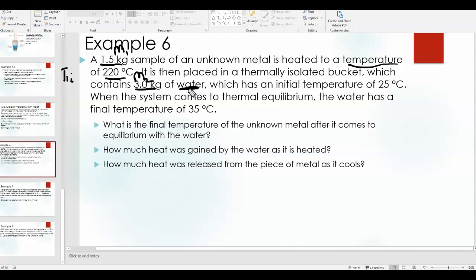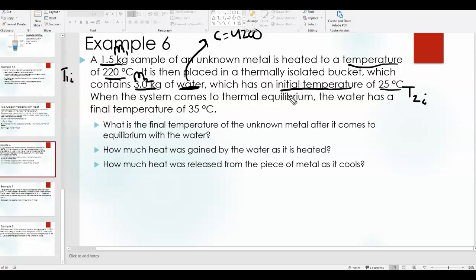Because it's water and I know it's water, I would look at my table of specific heat values and I would see that the C value for water is 4200. I realize that I don't have that table on this slide, I apologize, but you would have that given to you on a practice assignment or on a quiz or test. And the water has an initial temperature of 25 degrees Celsius. This is going to be T2 initial.